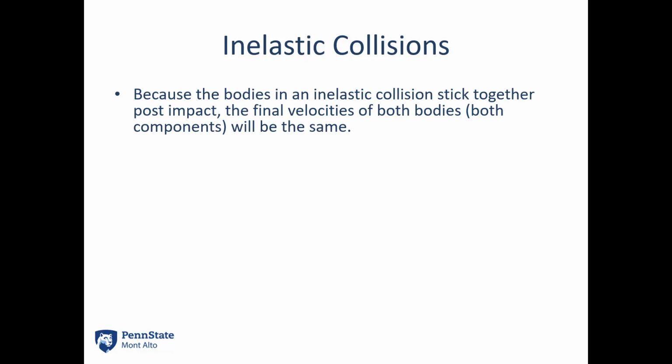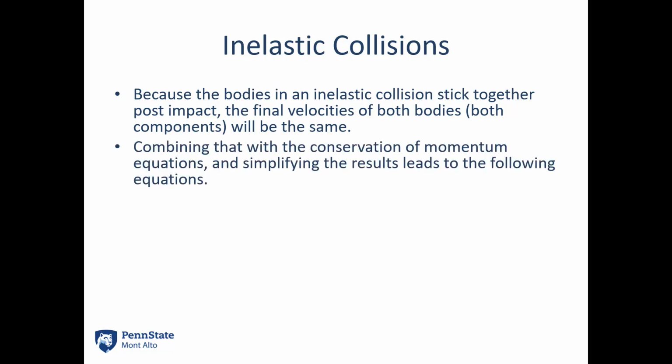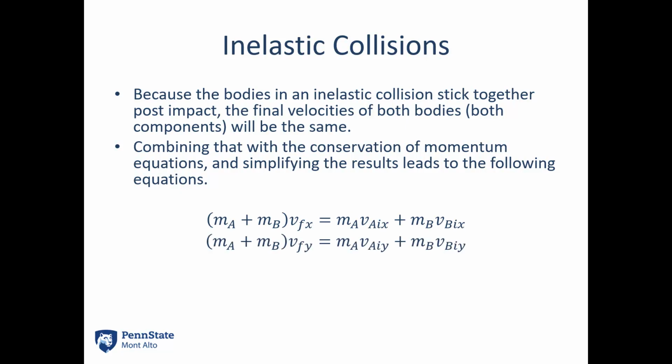Because the bodies in inelastic collisions stick together, post-impact, the final velocities of both bodies are going to be the same. So both components, the x and the y velocities in the final state, are both going to be the same for particle A and particle B. Combining this with the conservation of momentum equations, simplifying the results, leads to the following equations. That's the x direction, and this is the y direction. I've got the combined mass and the final velocity. And remember, there's no separate A and B. They are stuck together, and so they're going to have the same final velocity.